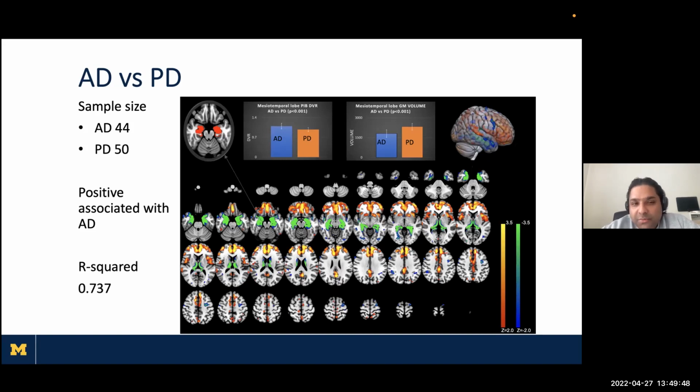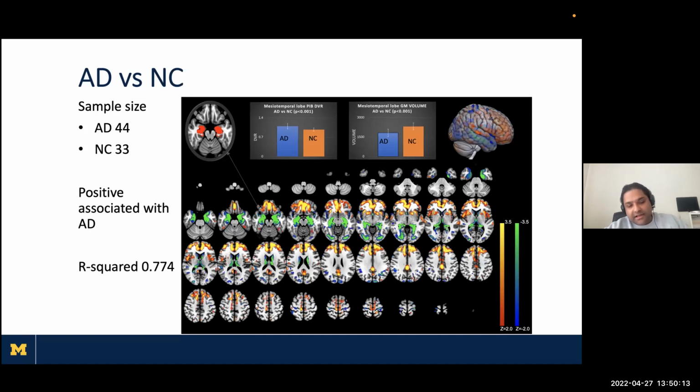In AD versus DLB, AD versus PD, and AD versus normal controls, if we just look at the volume within there, we can actually separate the two groups pretty easily. But what we are looking at here is more the presence of amyloid, and how it is distributed within each group.